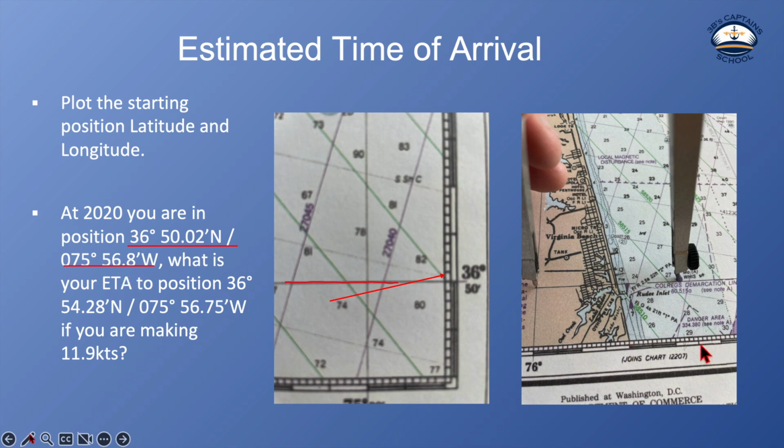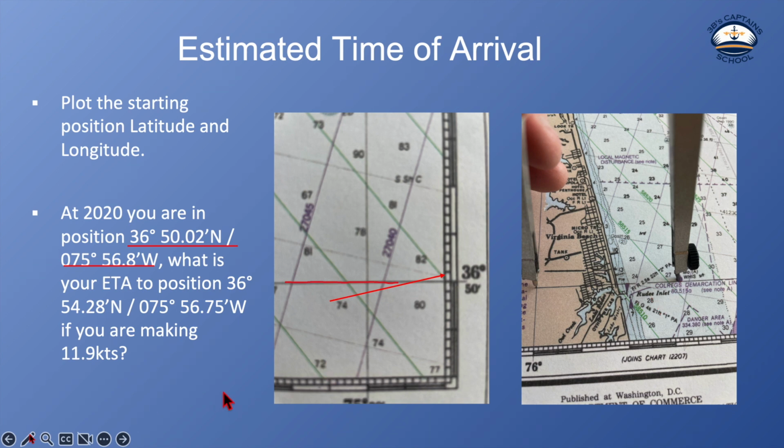Here's 56.5, 6, 7, 8. Right there where my pencil's at, or the pencil lead on my dividers. You can see it's right on top of the safe water marker entrance buoy to Rudee Inlet. So that's the starting position.